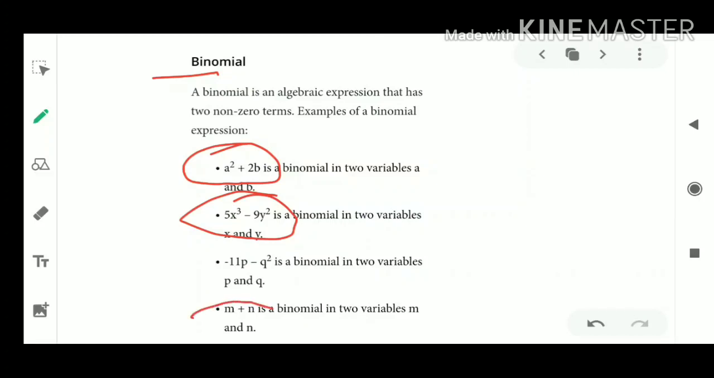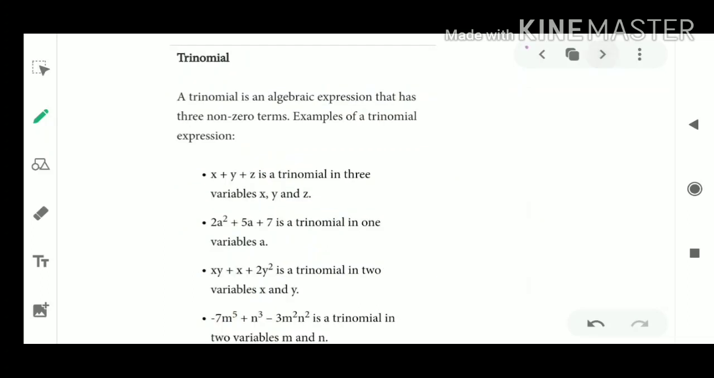Okay, next see that last one, m plus n. This is also binomial. Why? m is one term, n is one term. So two terms are there. So it is called a binomial. Okay. Next we will see the next one, trinomial. Trinomial means there are three terms in an algebraic expression.